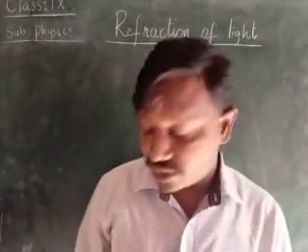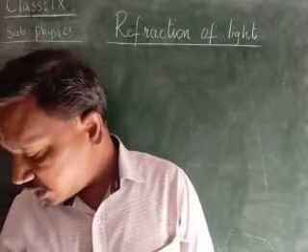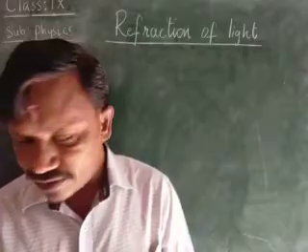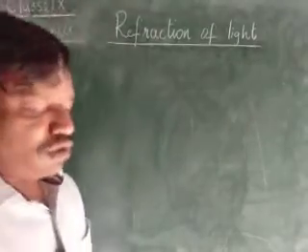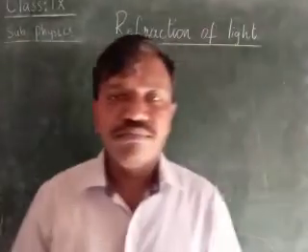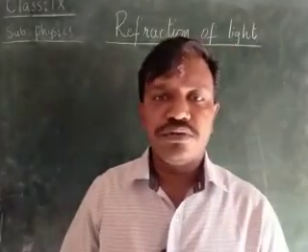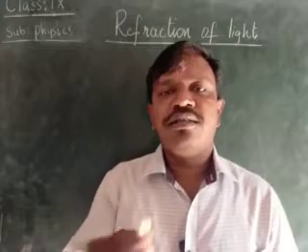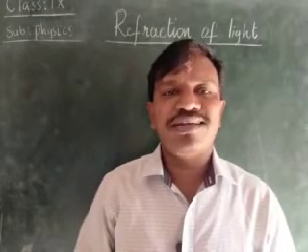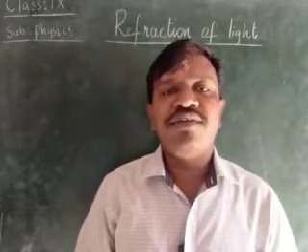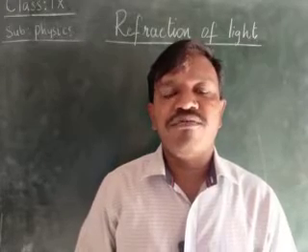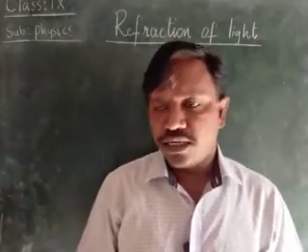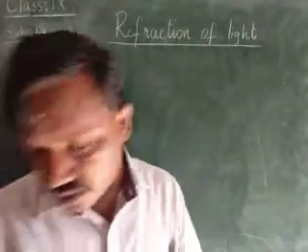Benzene is 1.50, children, and here ice is 1.31, the refractive index. Like that we have seen, children. Yesterday I gave a problem saying that the refractive index of water is 1.33. Find the velocity of light in water. Like that, today we'll go with some more problems, children.